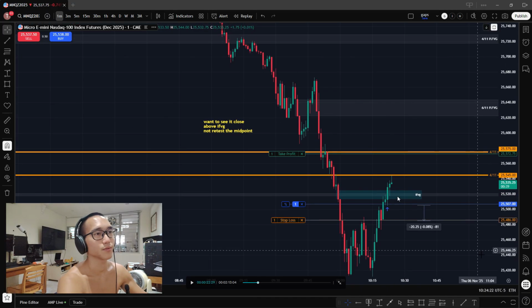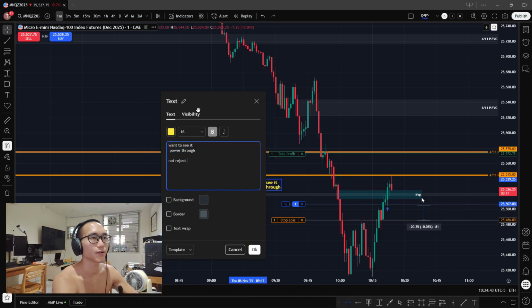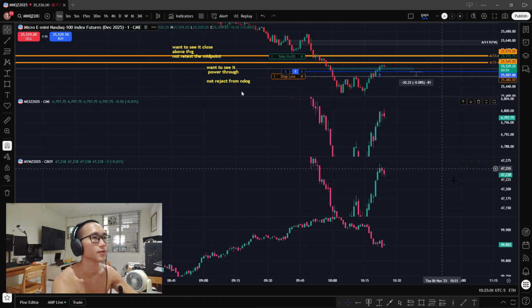Why do I want to see speed? Because first we have an immediate rebalance right here inside of the first presented fair value gap, no, inside of this IFVG, which is inversion fair value gap. So what you can see right here is basically what I do not want to see. Like you can see me typing here.